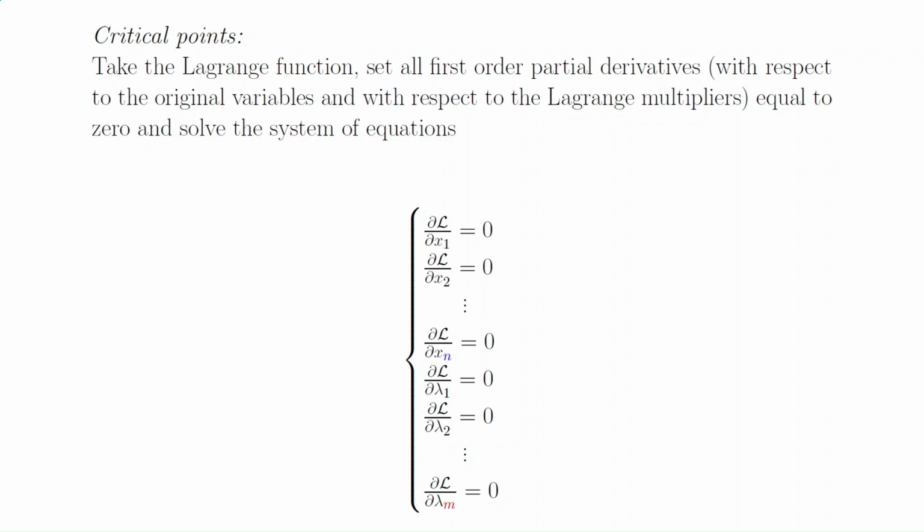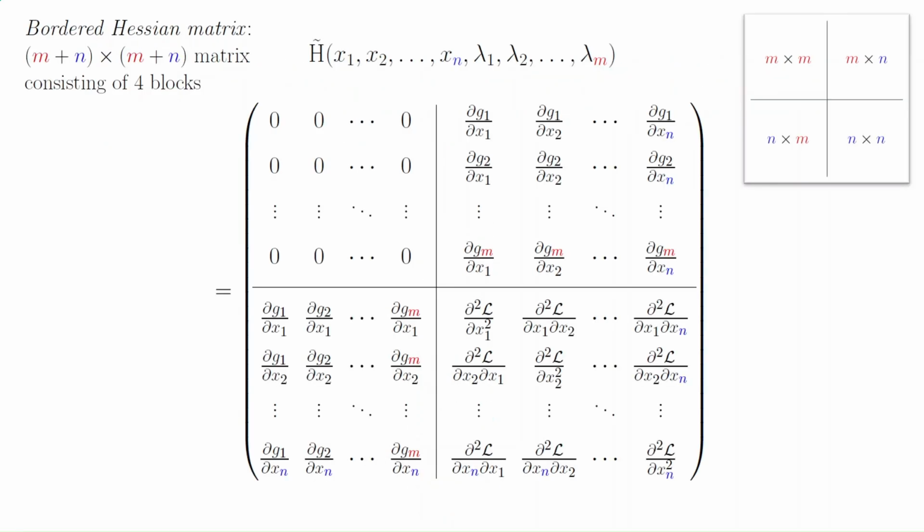In order to find the critical points of the objective function subject to its constraints, we take the Lagrange function, set all first-order partial derivatives equal to 0, and solve the system of equations. Once we have all the critical points, we wish to determine their type. Here, we will see a method that uses the bordered Hessian matrix.